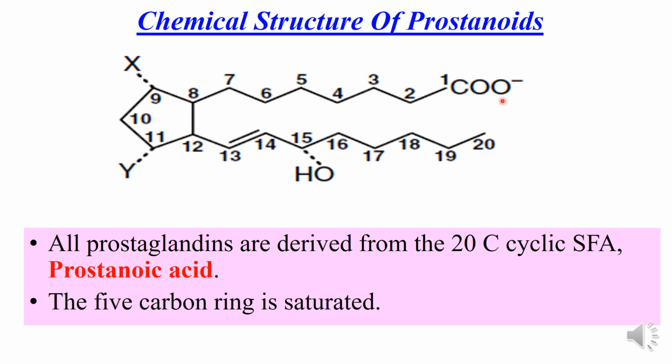The first carbon always has a carboxyl group. There is a hydroxy group at the 15th position, a double bond between carbons 13 and 14, and there is a ring structure where the ring closes between carbon 8 and 12. At carbons 9 and 11, there are different substituent groups which will vary according to the derived prostanoid.